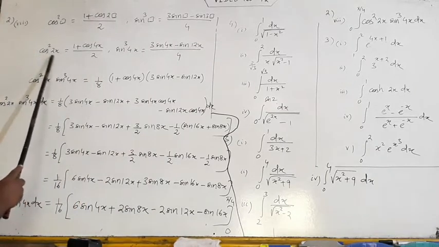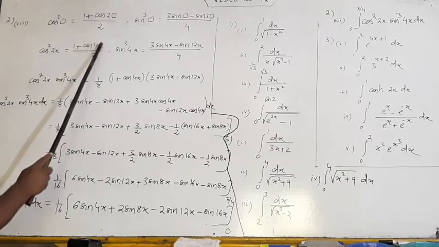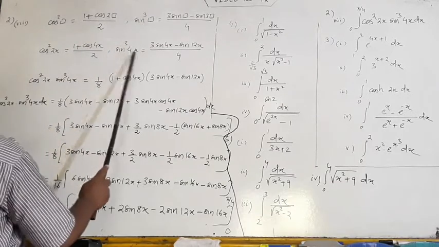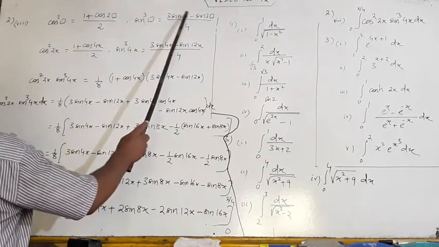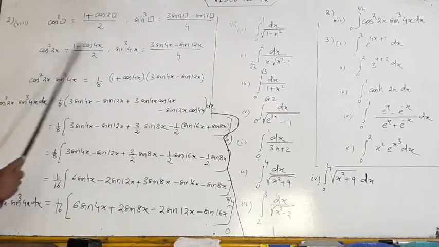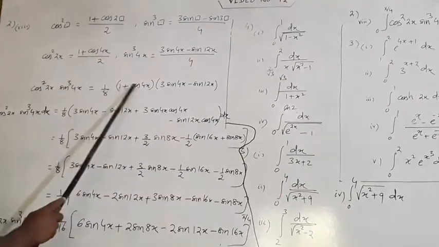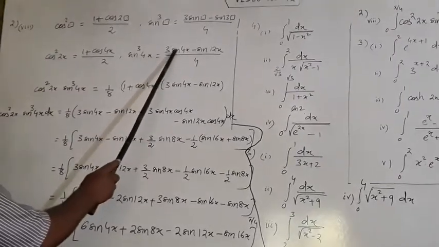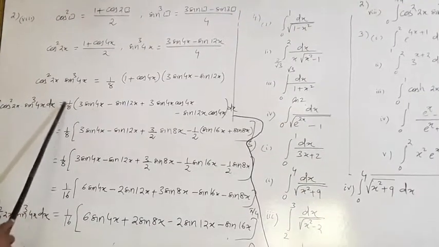Now for cos square 2x, putting 2x here, it becomes (1 plus cos 4x) by 2. For sin cube 4x, putting 4x, it becomes (3 sin 4x minus sin 12x) by 4. Then when you multiply these two, it becomes 1 by 8, (1 plus cos 4x) whole into (3 sin 4x minus sin 12x). Okay. Now it is 1 by 8.